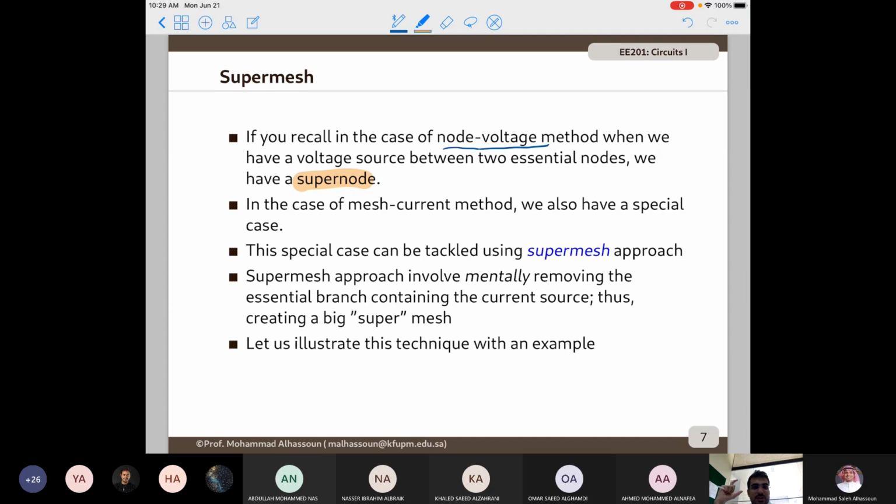So we can do some sort of substitution, something similar to what we did with the supernode. But it turns out that if we create a huge mesh and mentally eliminate this current source, just keep it in mind, and solve for KVL inside the circuit, we're going to end up with a simplified approach to solve the problem. And this big mesh is called a super mesh.